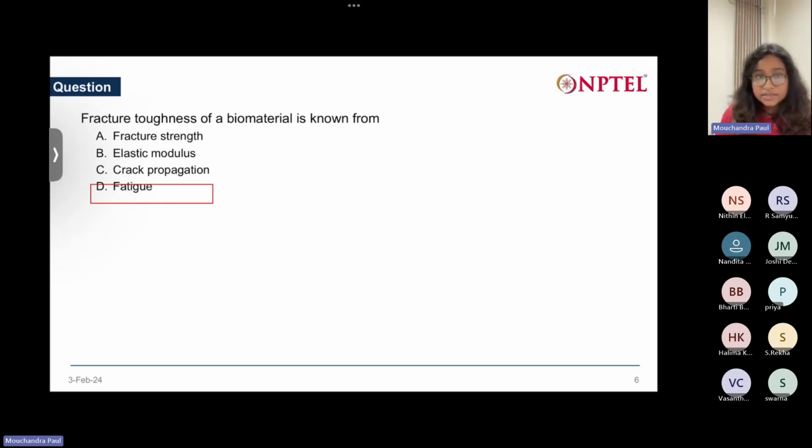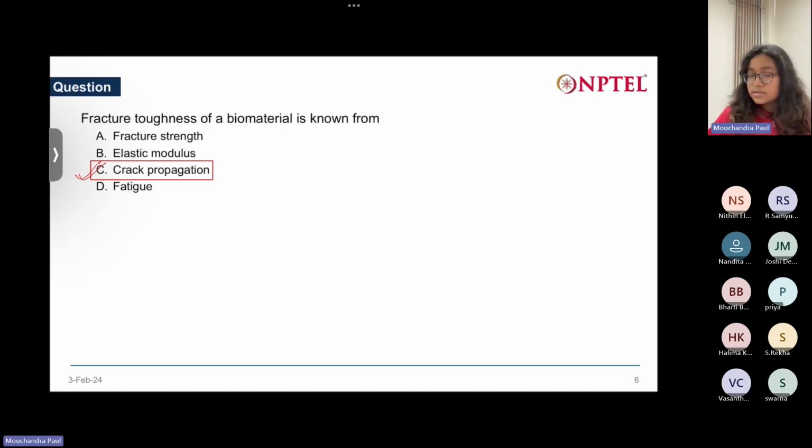As I said, fracture toughness comes from how tough the material is to resist the formation of cracks, and subsequently, once a crack forms, it will spread and increase at an infinitely high rate, and that will result in fracture. So before fracture, that particular quantity, the inherent property of the material, is called fracture toughness. So crack propagation is the correct answer.